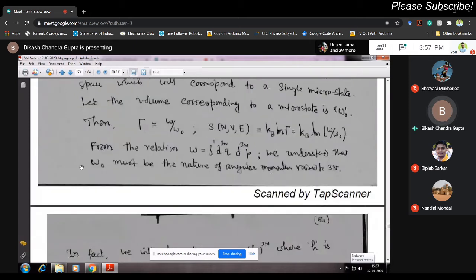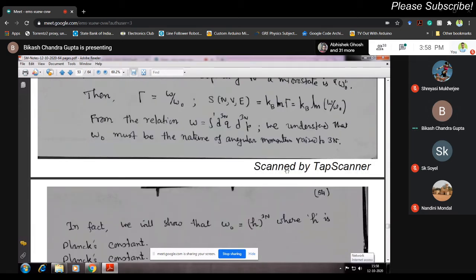And we understand that omega naught must be of the nature of angular momentum. This is the product of q and p, and r cross p is nothing but angular momentum, right? And you see here q and p, so dimension-wise this is nothing but the dimension of angular momentum, raised to the power 3n, of course.